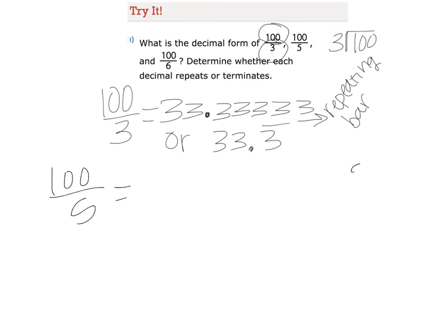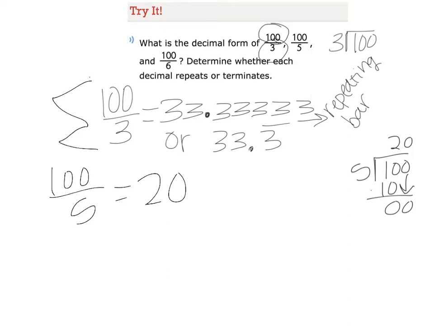100 over 5. That would look like 100 divided by 5. You can plug this into your calculator or work it out. We know 5 can go into 10 2 times. 2 times 5 is 10. 10 minus 10 is 0. We have to bring that 0 down. 5 cannot go into 0, so it stops. So 100 divided by 5 is 20. Okay? That terminates. So you're determining whether each decimal repeats or terminates. We know this one repeats. But 100 over 5 terminates. Okay, it stops. It comes to an end.